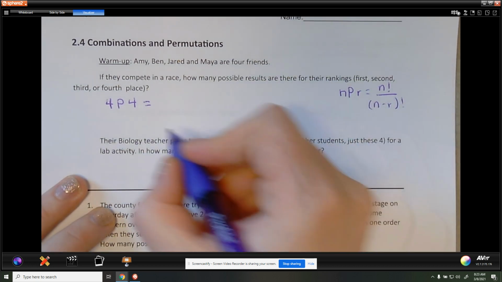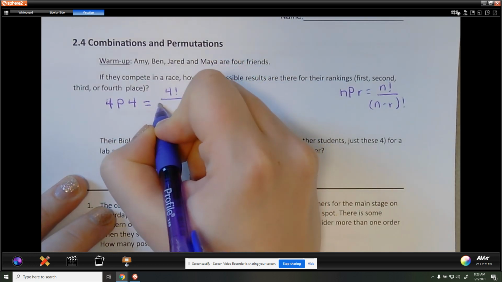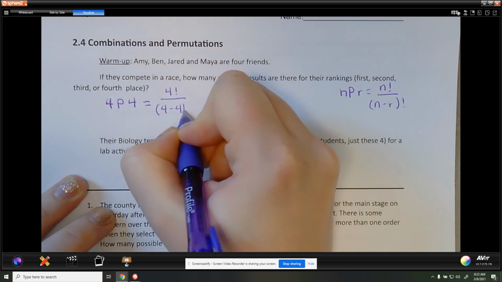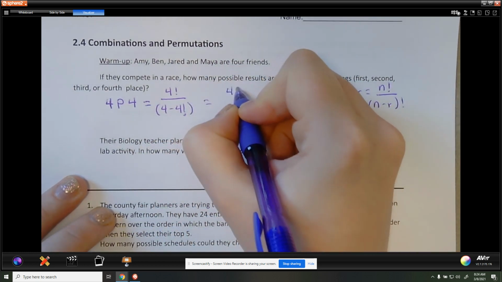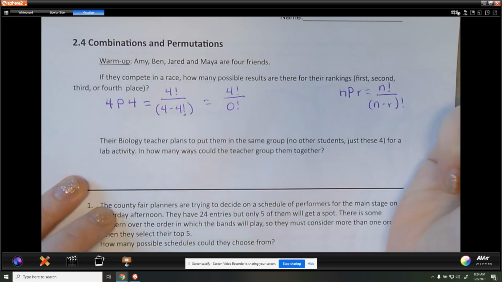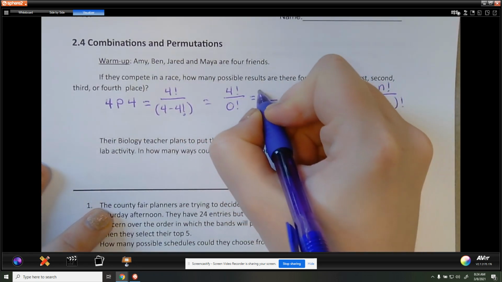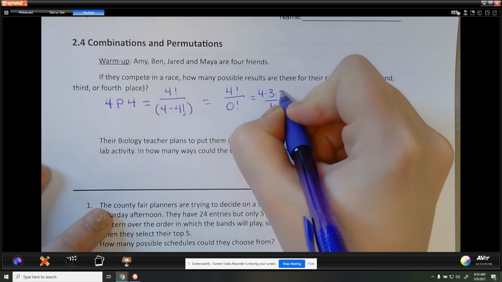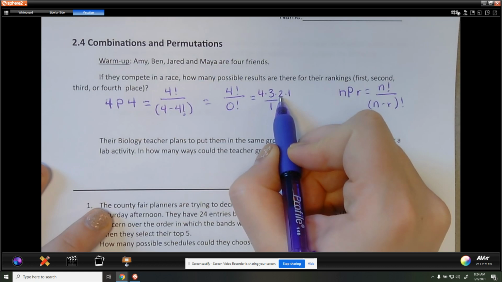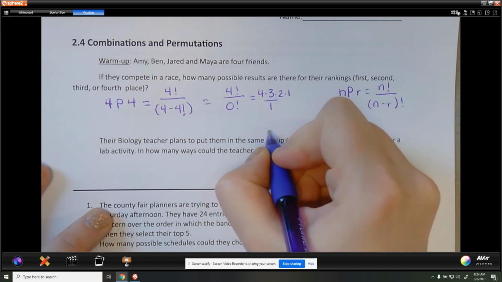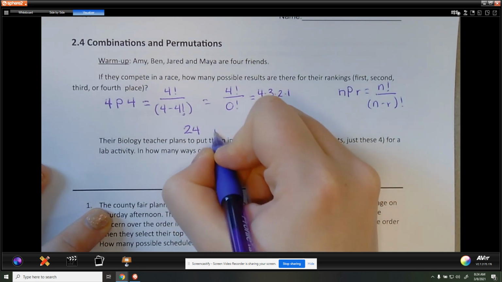So we're going to have 4 factorial over (4 minus 4) factorial. That's equal to 4 factorial over 0 factorial, and 0 factorial is just 1. It's a special case. Then up top we've got 4 times 3 times 2 times 1. 4 times 3 is 12, times 2 is 24, times 1 is just 24, so we have 24 possible results.